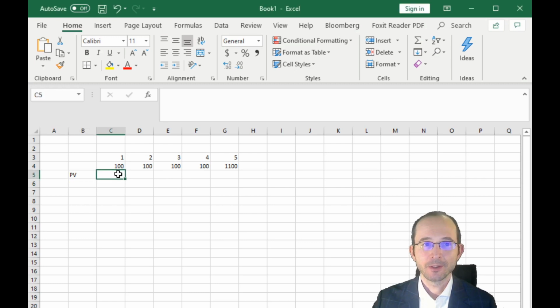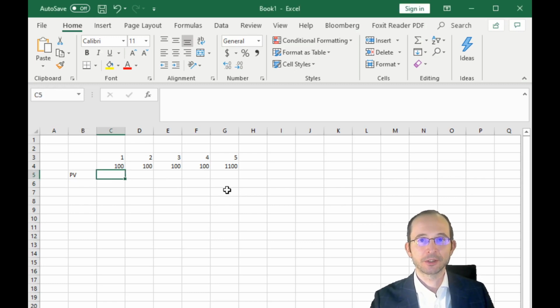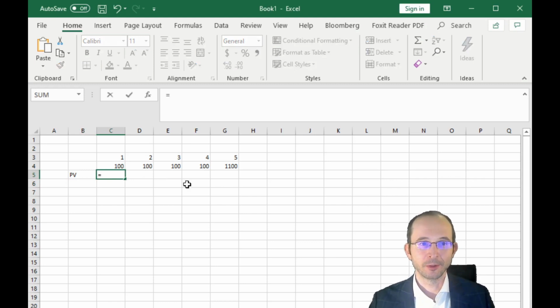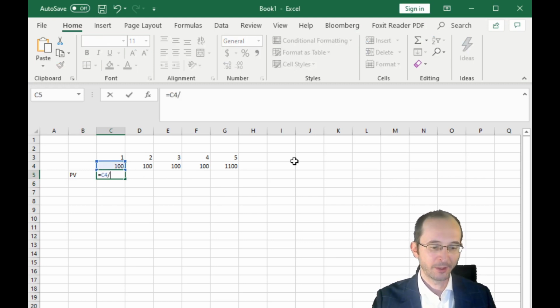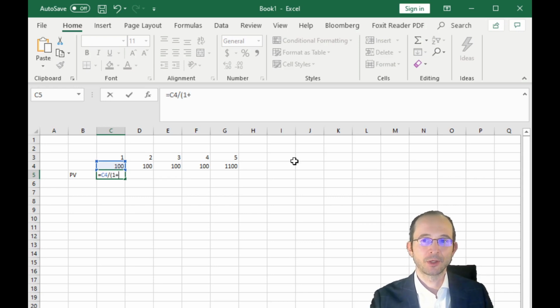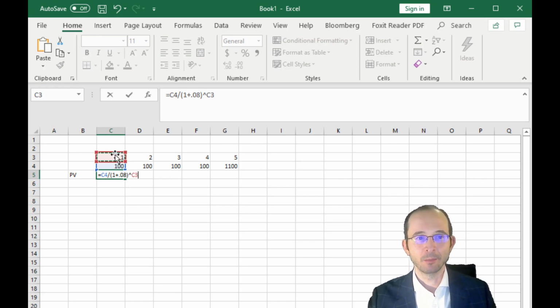At any rate, what is the present value of this first zero coupon bond? Well, it's going to be the cash flow divided by 1 plus the discount rate. Remember, the discount rate is 8%. And how many times do we discount it? Well, we discount it just once. In fact, let's make it a little easier on ourselves. We'll just discount it by the year index above.